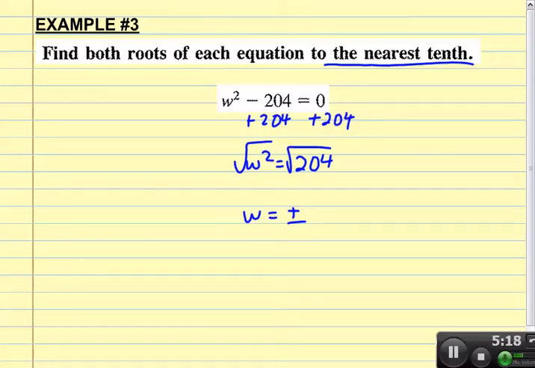All right, let me see. It's going to be something less than 15, because that would be 225. All right, they said to the nearest tenth. I got 14.2828566 to the nearest tenth. That means that W is going to equal approximately, not equal, but approximately, positive or negative 14.3.